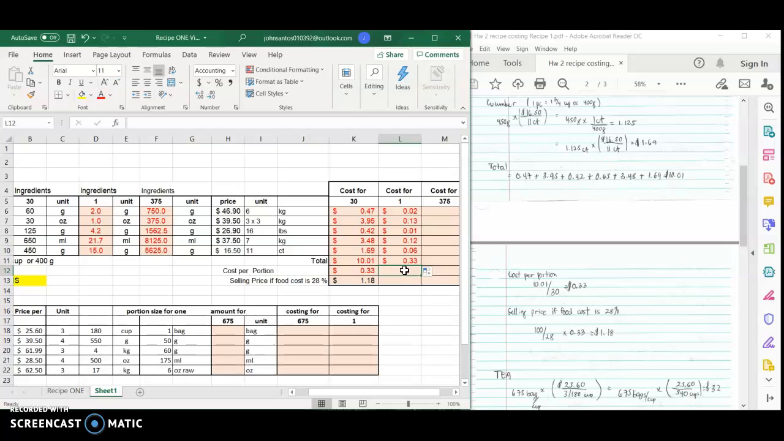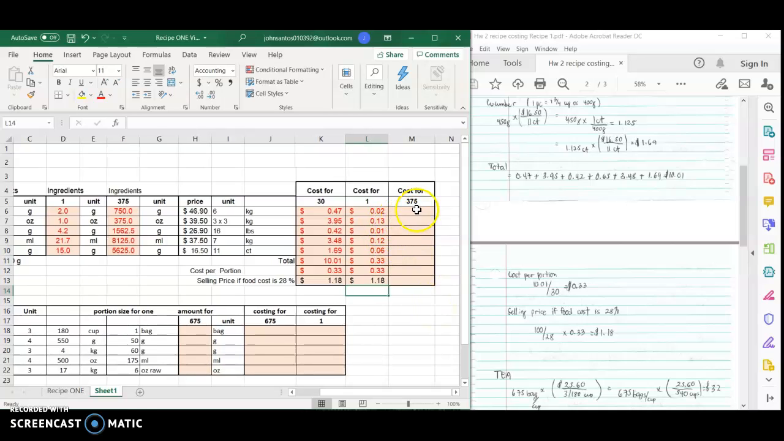And of course, to find out the cost per portion for one, it's pretty much the same. If I click on the 33 cents divided by 1, that will still give us 33 cents. And for us to find out the selling price of food cost, we reduce by 28%. Simply again, 100 divided by 28. Again, emphasize the parentheses, multiplied by 33 cents. That'll still give us $1.18.